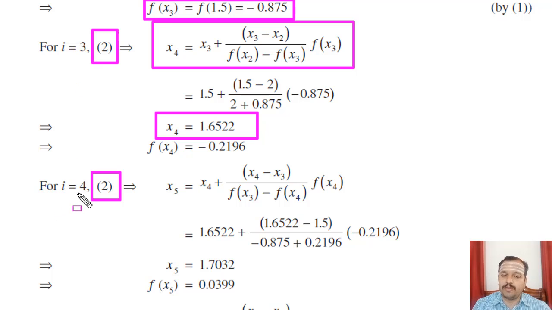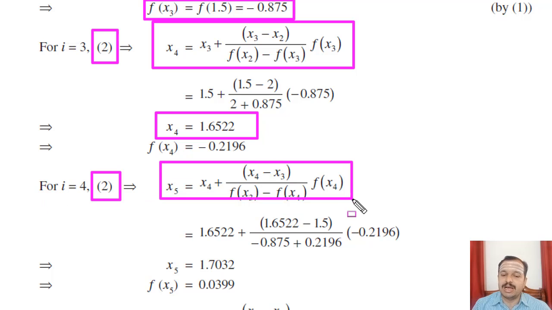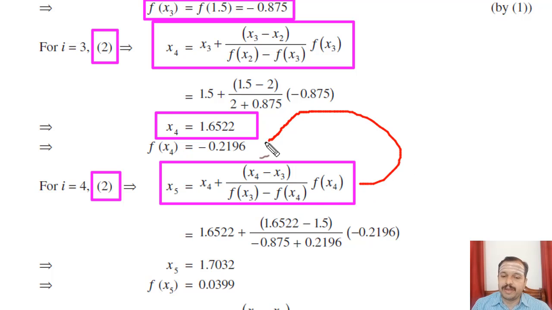With i equal to 4, the same equation gives us x5, that is the fifth approximated value of x. So x5 we are going to get like this, and here we need f of x4. We have calculated x4, we need f of x4, therefore keep it ready. For that purpose itself, I have calculated that value over here, f of x4.